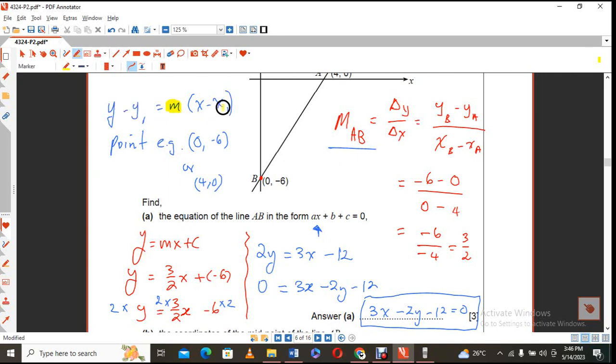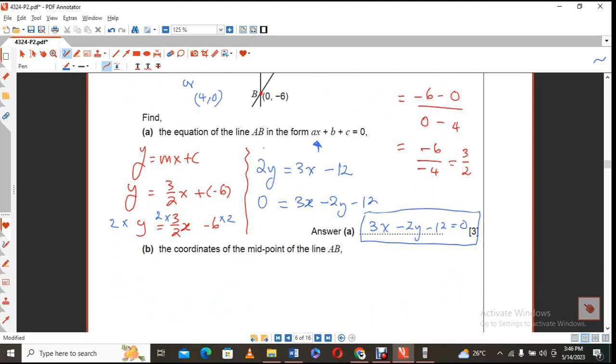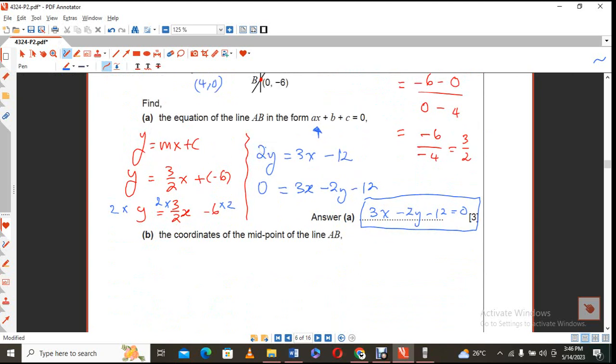So your x value would be 0, your y value here would be -6, and then you continue from there, and again you arrive at the same equation. Now they ask you to find the midpoint of points A and B, so I'm just going to write down what the coordinates of A is.